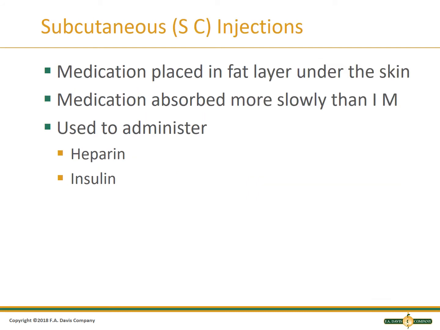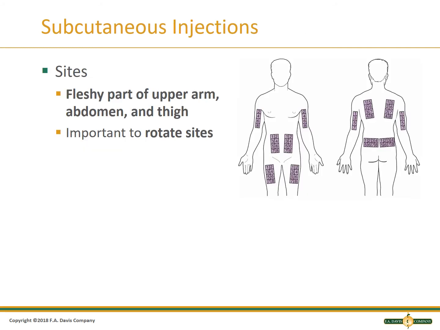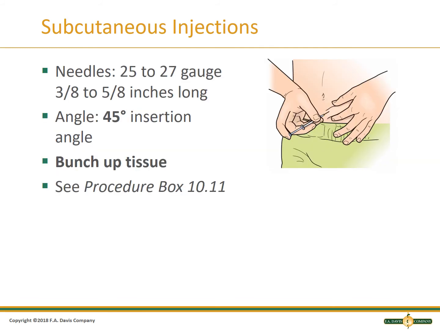Subcutaneous injections. These are medications placed in fat layers under the skin. Medications are absorbed more slowly than an intramuscular injection. These are used to administer heparin and insulin. The sites are usually the fleshy part of the upper arm, abdomen, and thigh. And it's always important to rotate the sites because that prevents accumulation of the medication in one area. The needles are usually 25 to 27 gauge, 3/8 to 5/8 inches long. The angle is usually a 45-degree insertion, and always bunch up the tissue. So pinch the fat to give the sub-Q injection in.